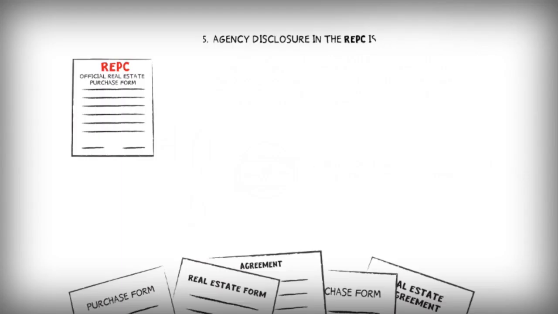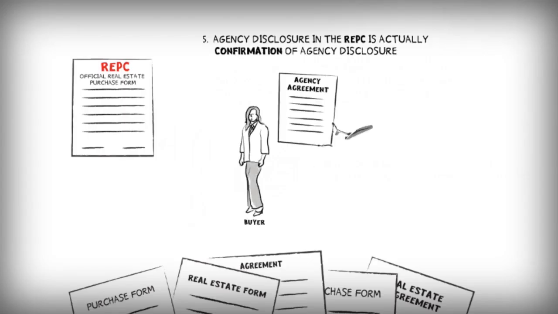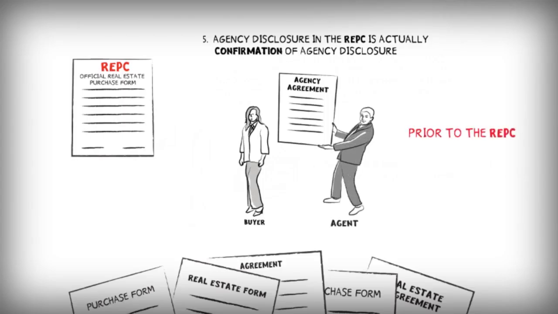5. Agency disclosure in the REPC is actually confirmation of agency disclosure. Written disclosure of agency must have occurred prior to the commencement of negotiations, which would definitely mean sometime prior to the signing of the REPC. Agency disclosure prior to the commencement of negotiations is a state law. A licensee must have other agency documentation signed by their client prior to the REPC.